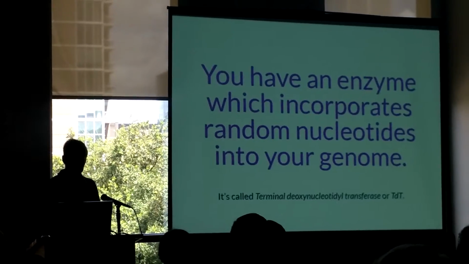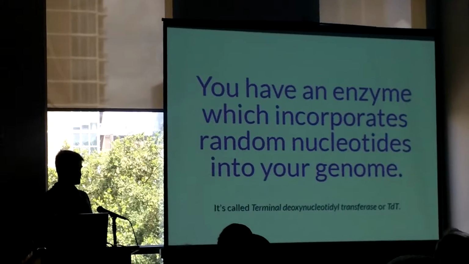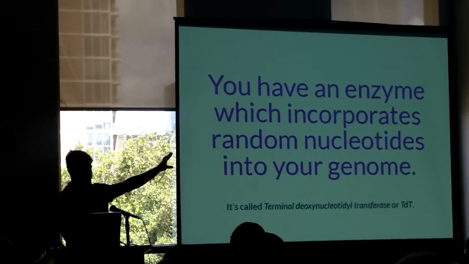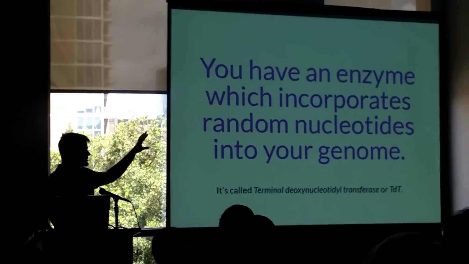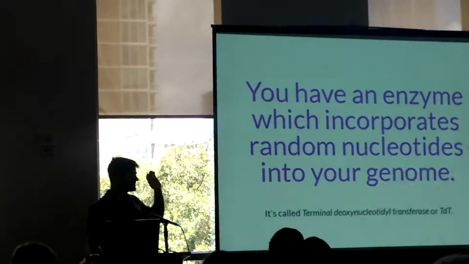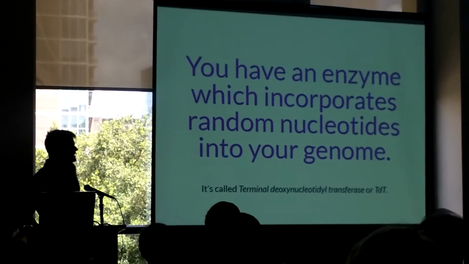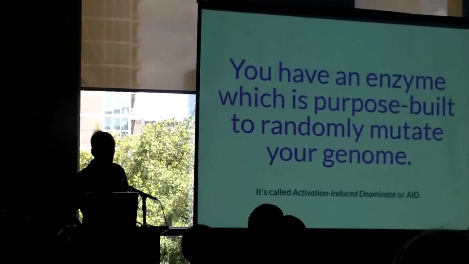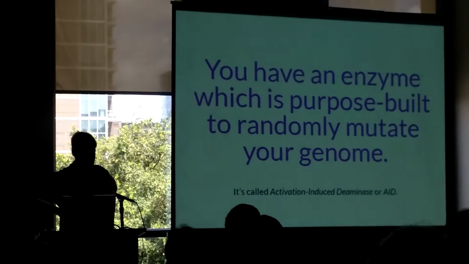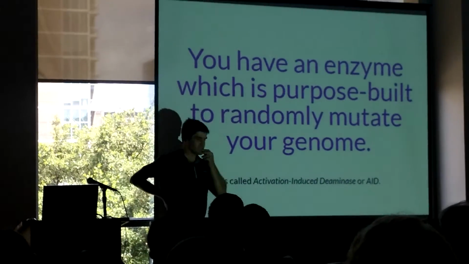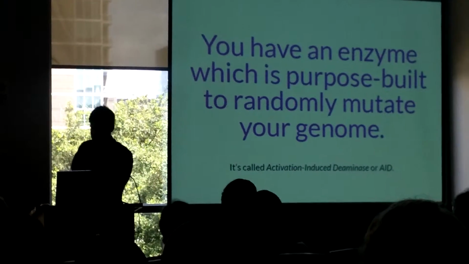So, just in case it wasn't clear from the previous slide, I want to emphasize this point. You have an enzyme that incorporates random nucleotides into your genome. That I find to be an unbelievable statement. There's this TdT that does this, and you also have an enzyme which is purpose-built to mutate your genome. This is called AID, and I'll be talking about this more later.